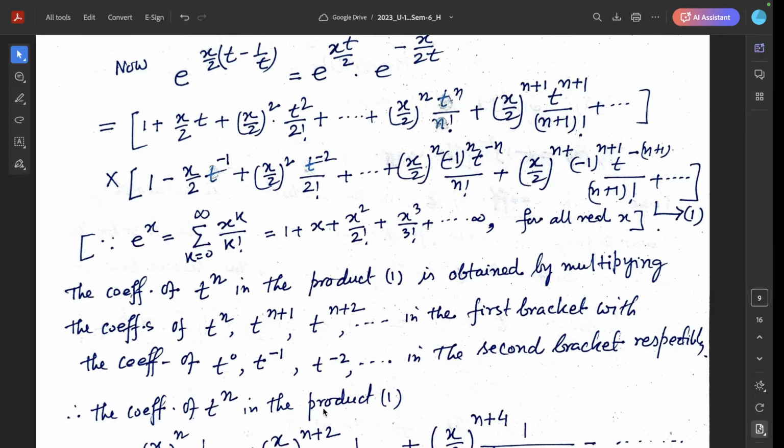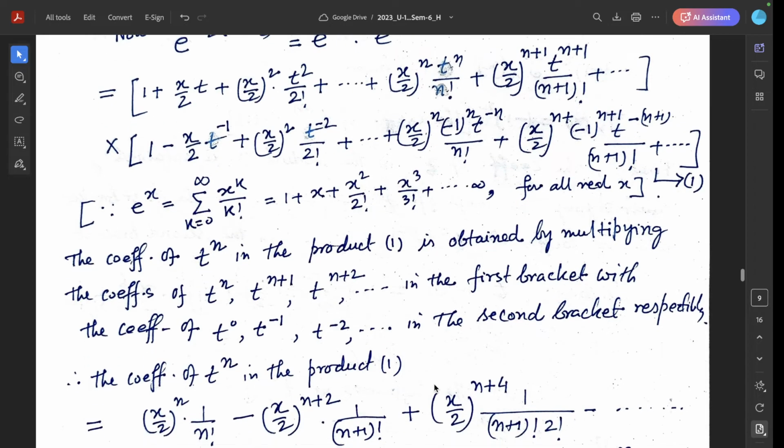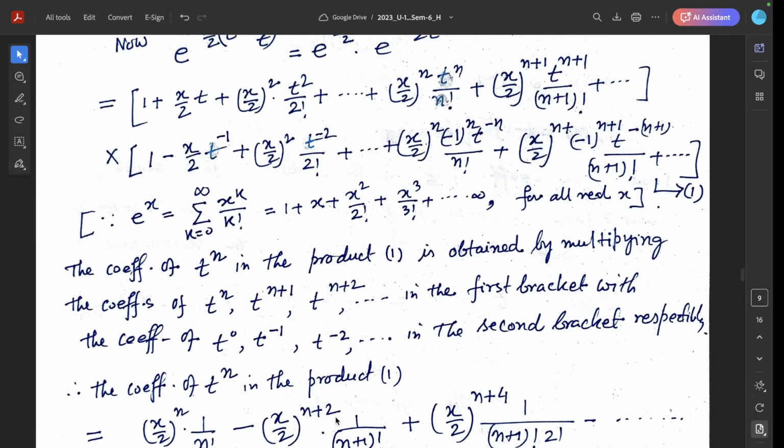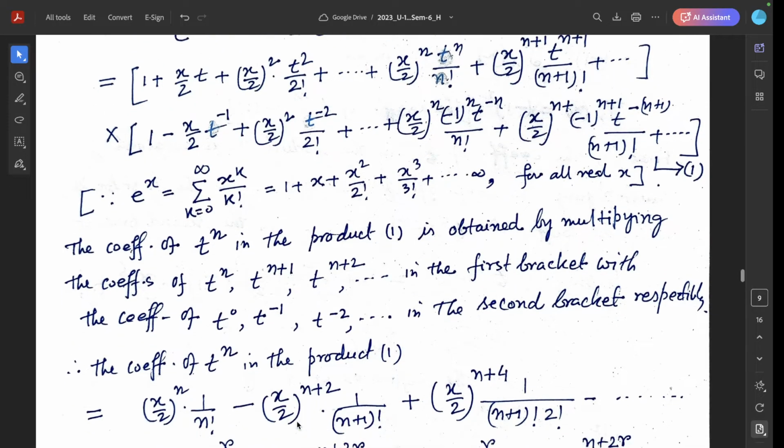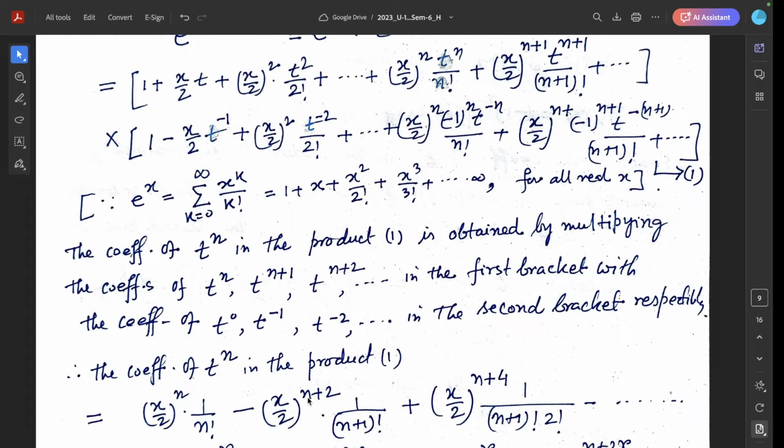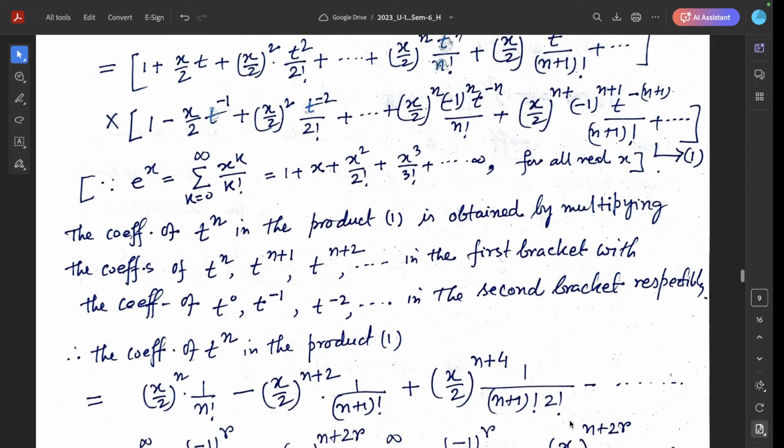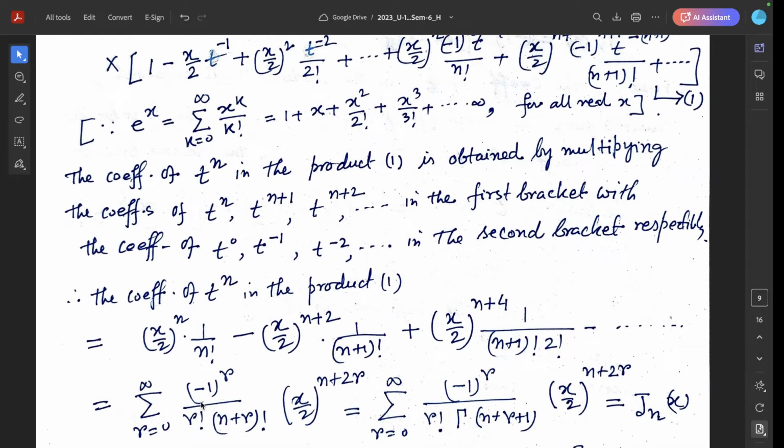So the coefficient of t to the power n in the product is (x/2)^n times 1/n! minus (x/2)^(n+1) times 1/(n+1)! plus (x/2)^(n+4) times 1/((n+1)! 2!). So we get this summation.